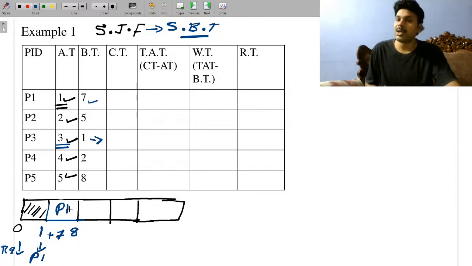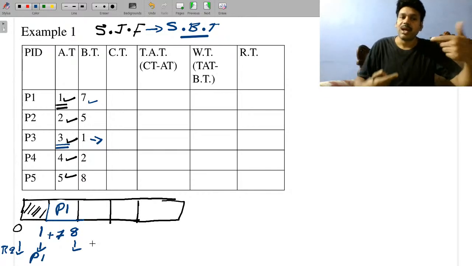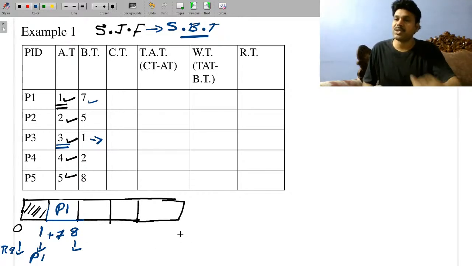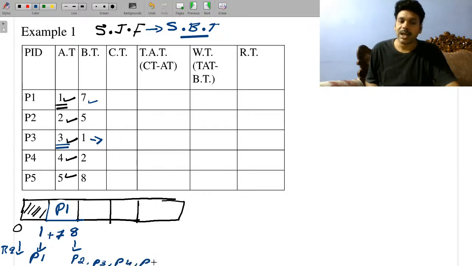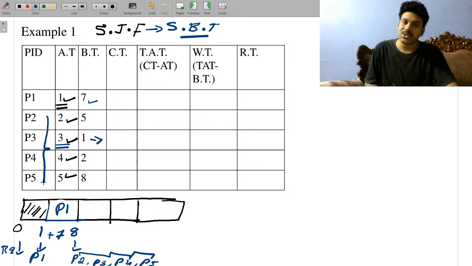So P1 is completed. Friends, observe carefully. During 0 to 8, while P1 was executing, many other processes entered the ready queue. Who are they? P2 is added, P3 is added, P4 is added, and P5 is added. In the duration 0 to 8, all the other processes have come. Now you tell me, if the ready queue has multiple processes, there is a requirement for CPU scheduling using the shortest burst time. Now you understand?